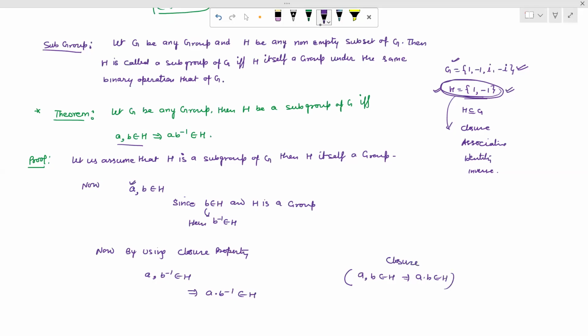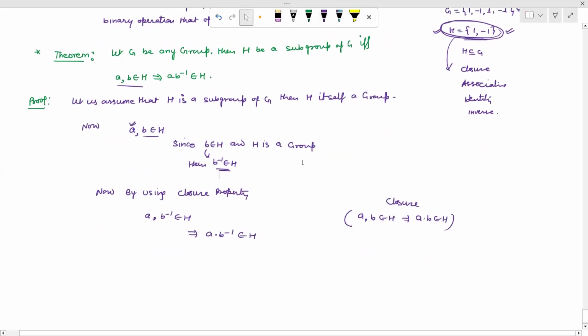Here in place of b, we take b inverse, because we know that b belongs to H. H is a group, so group means inverse of every element exists. A inverse also exists, b inverse also exists. So we can take this element here also. So a belongs to H, b inverse also belongs to H, so this implies that a b inverse belongs to H.